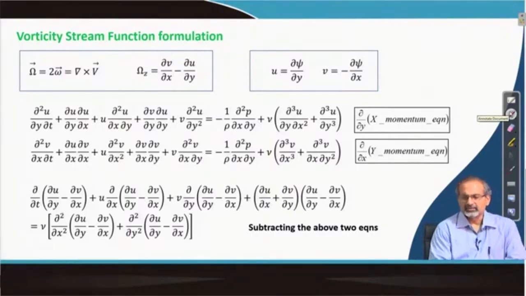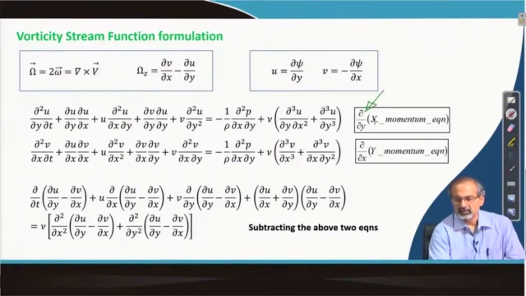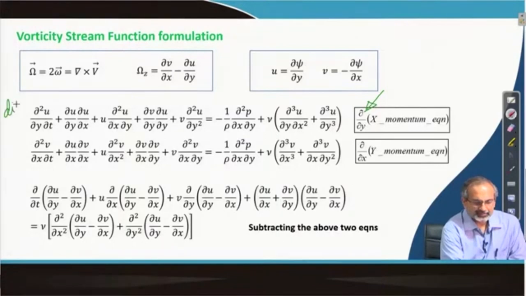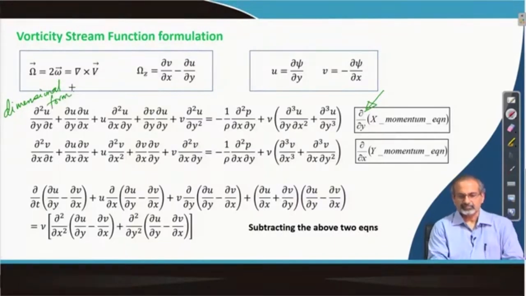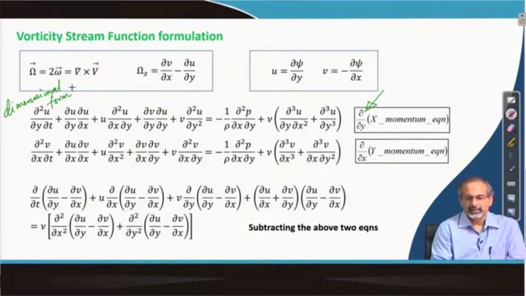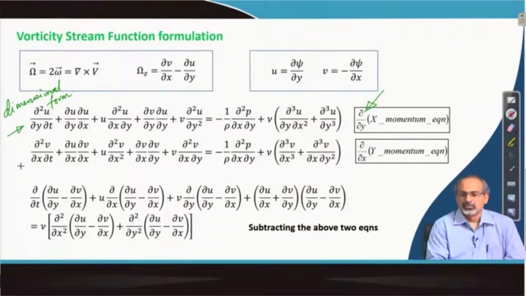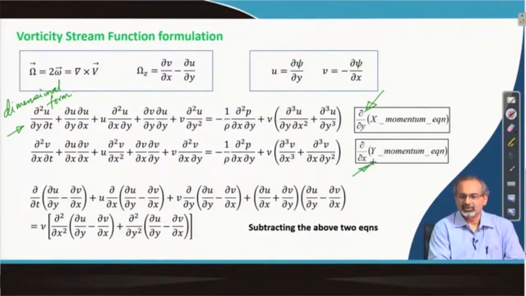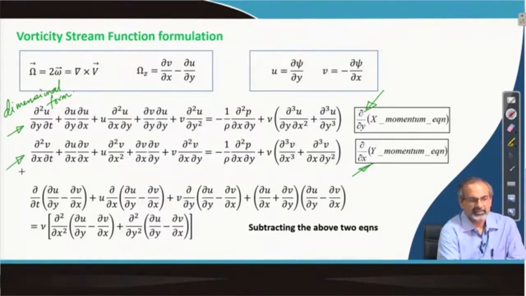So, the first step is we try to take a del del y of the x momentum equation. You can see that we have actually used the dimensional form of the Navier-Stokes equations. And once we take the y derivative of the x momentum equation, we would be able to generate this equation. Similarly, we take the partial derivative with respect to x of the y momentum equation, and then we are able to generate the second equation.